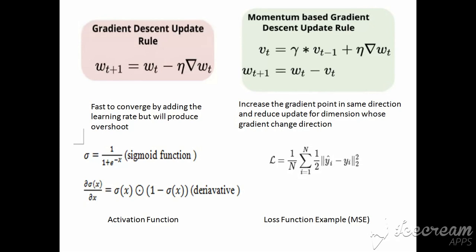So to solve this problem, we can add momentum to the gradient descent, which will increase the gradients pointing in the same direction and reduce updates for the dimensions whose gradients change direction. So this means it will converge faster and produce less overshoot. To update our weights, we need an activation function, and this is one example. We can use the sigmoid function, and we need its derivative to update the weights.